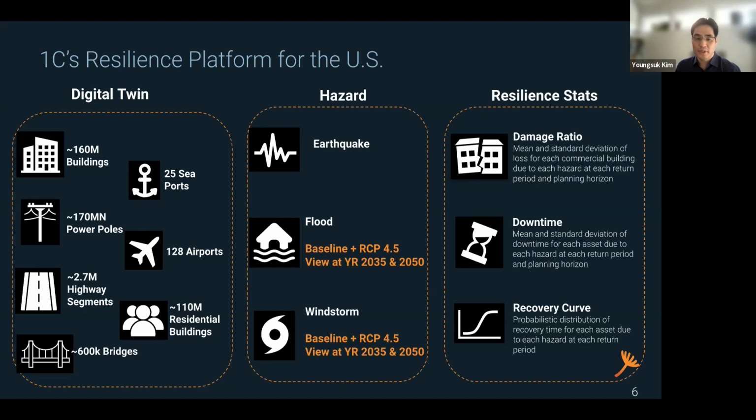In the case of flood and winds, we applied the baseline, which is without considering climate change, and RCP 4.5, one of the climate change scenarios, with a view at year 2035 and 2050. And we are adding more climate change scenarios like RCP 8.5, 6.0, and 2.6 to provide a more comprehensive projection against future climate changes. And finally, various resilience stats are computed for each permutation between digital twin and hazard, and it is processed to compute resilience data sets later on.